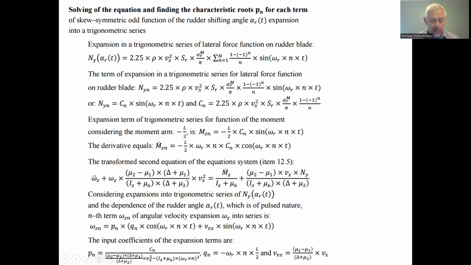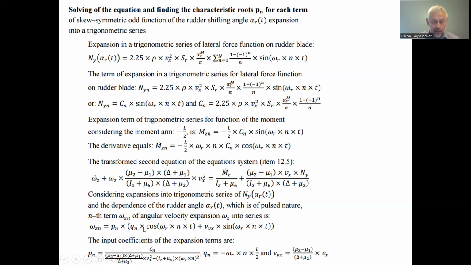In the numerator we have the factor not dependent on time. In the denominator we have the subtraction of the subtrahend from the minuend. The minuend and subtrahend came from the transformed second equation of the system of equations of the ship motion on the surface, for finding the angular velocity of ship rotation around the vertical applied axis.